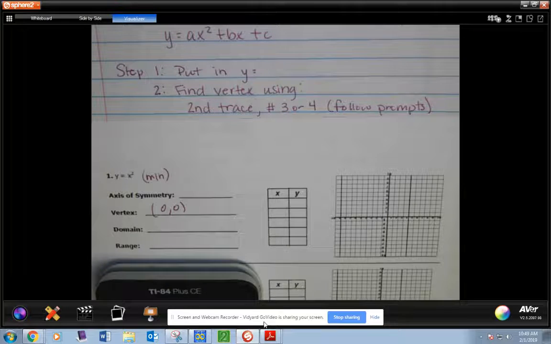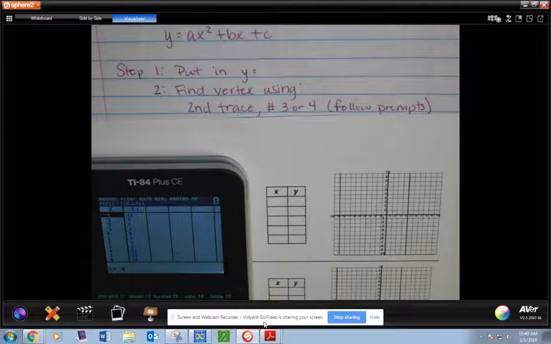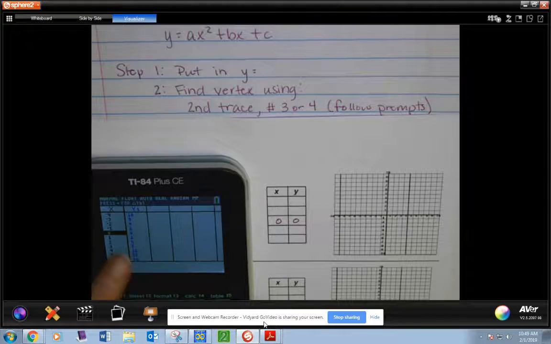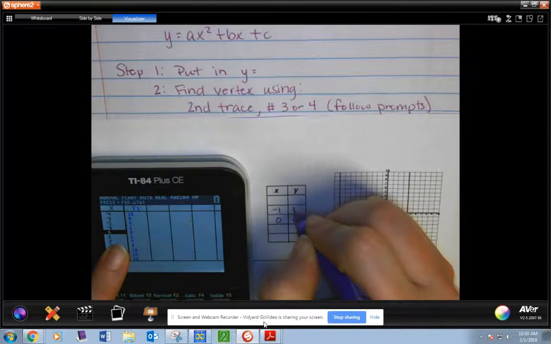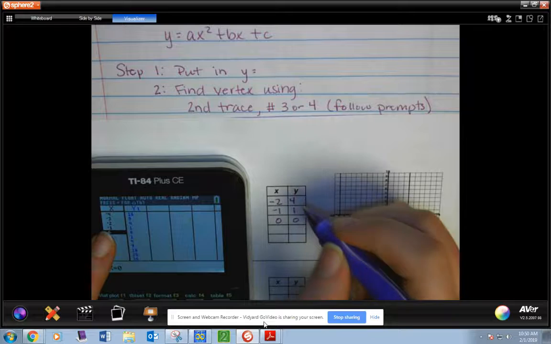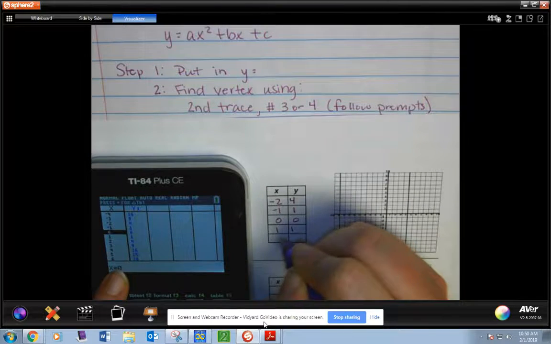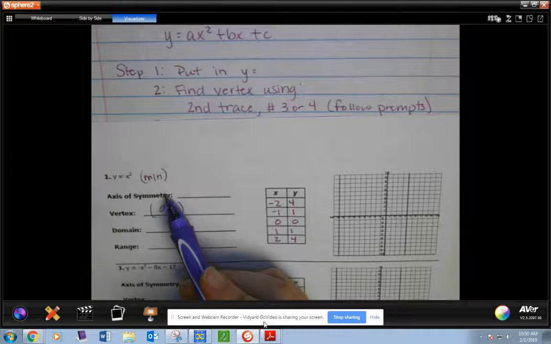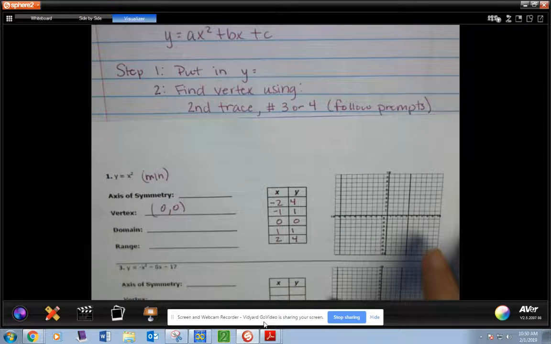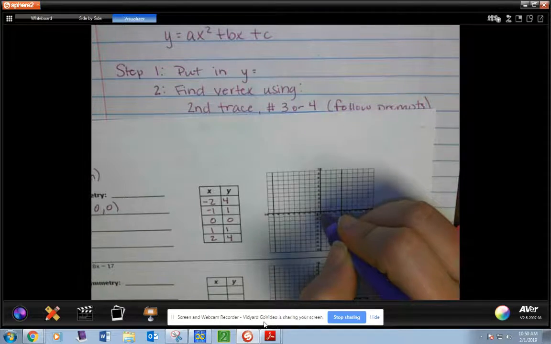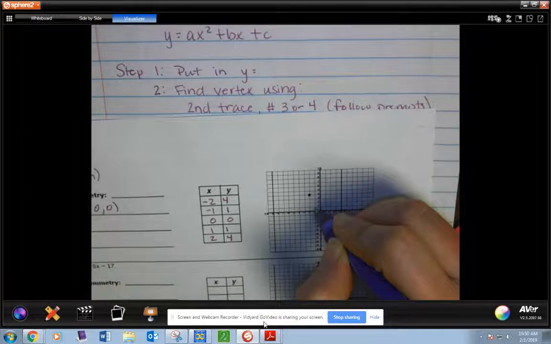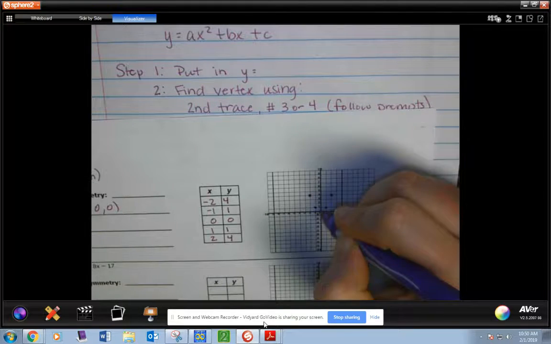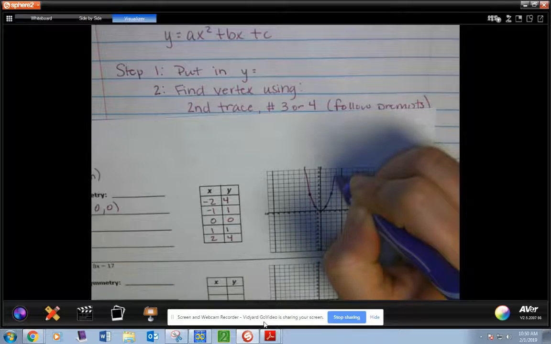Okay, so from here, we're going to go to the table in the calculator. And I know the vertex is (0, 0), so I'm going to put that right in the middle of my table. And I'm going to put (-1, 1) and (-2, 4), the 2 points above it. And then I'm going to put (1, 1) and (2, 4), the 2 points below it, and fill in my table. To find your axis of symmetry, I'll do it a better way. We're going to plot (-2, 4), (-1, 1), (0, 0), (1, 1), and (2, 4). And then I'm going to draw in my parabola as best as I can.